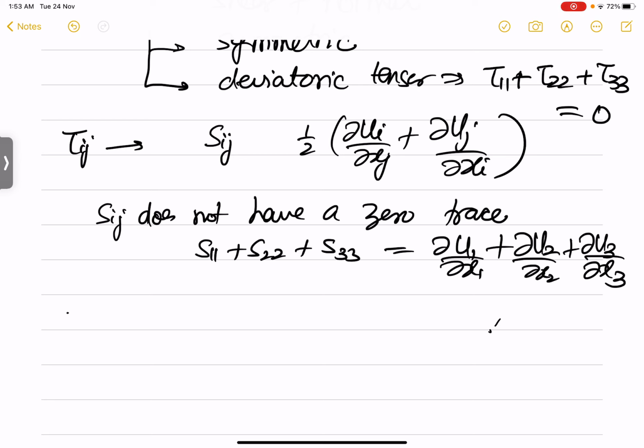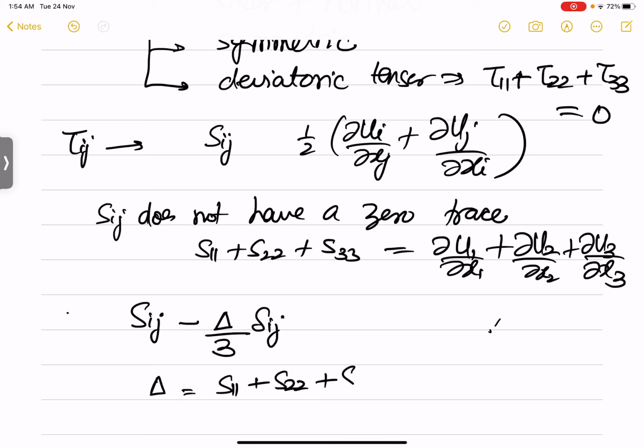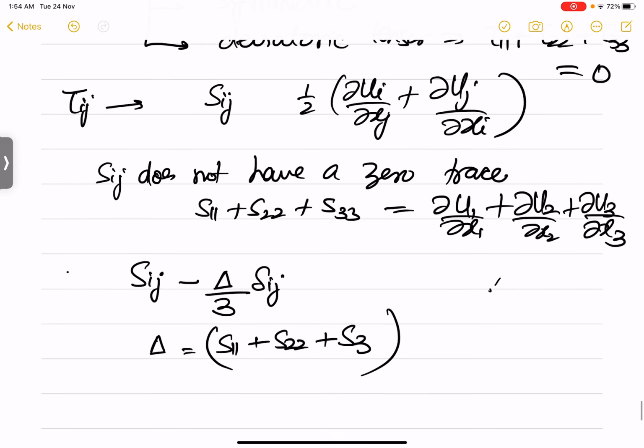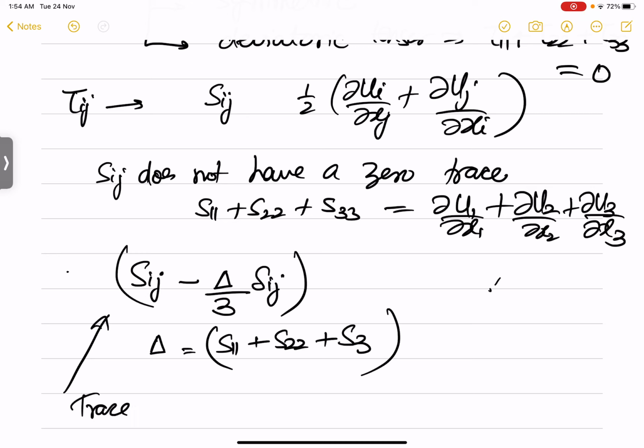So what one can do is, if I look at this quantity Sij minus delta by 3 times delta ij, where delta is equal to S11 plus S22 plus S33. So I take the trace divided by 3 and subtract it from the diagonal elements. Then you will realize that the trace of this quantity is equal to 0.